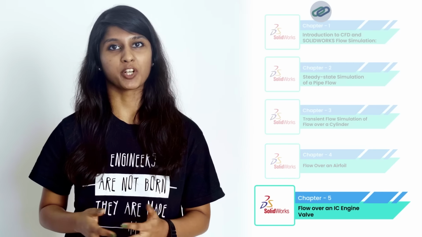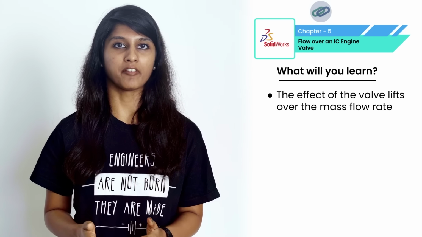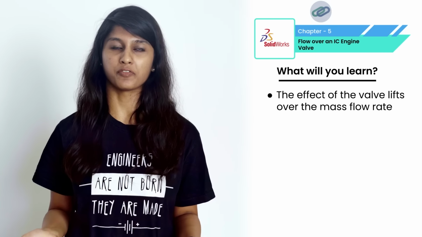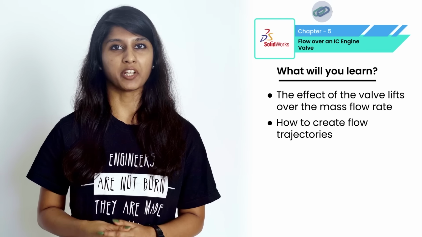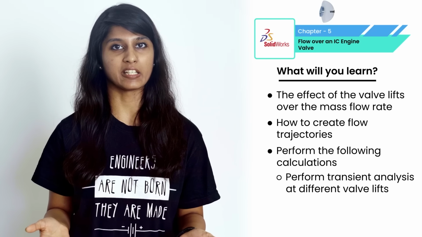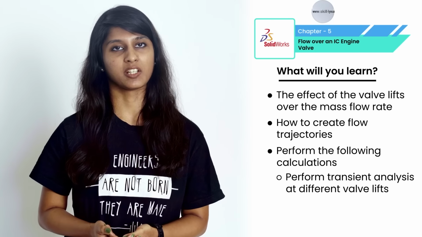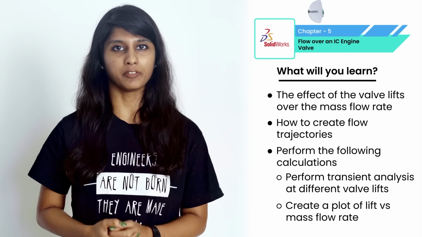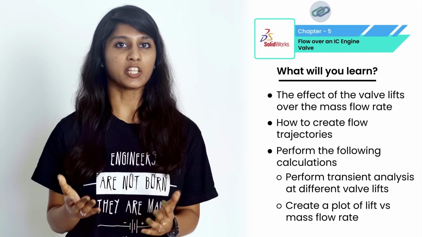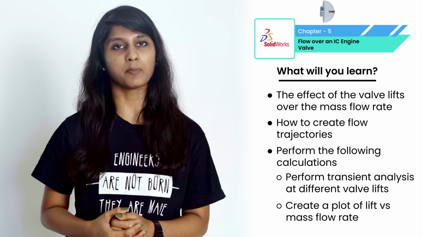In the fifth chapter, we'll study the effect of valve lifts on mass flow rate in an IC engine valve. You'll learn how to create flow trajectories and perform transient analysis at different valve lifts. We'll also create plots of lift versus mass flow rate, providing you with the tools to analyze and optimize engine performance.